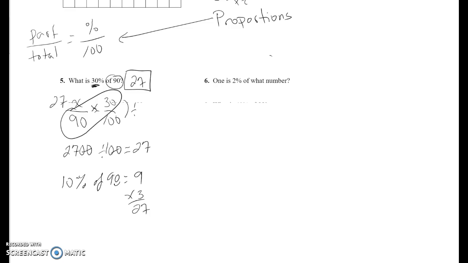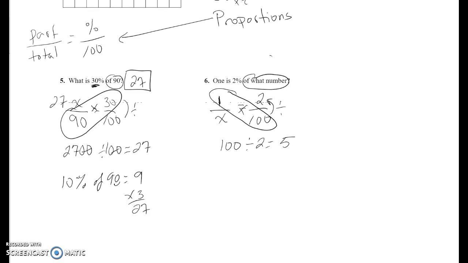1 is 2% of what number? So "of what number" tells us we don't know the total. So this time our x, our variable, is the total, and our part is 1 equals 2 out of 100. Okay? Now I can do the same thing. I can cross multiply. 1 times 100 is 100. Then I divide by 2, and that gives me 50.